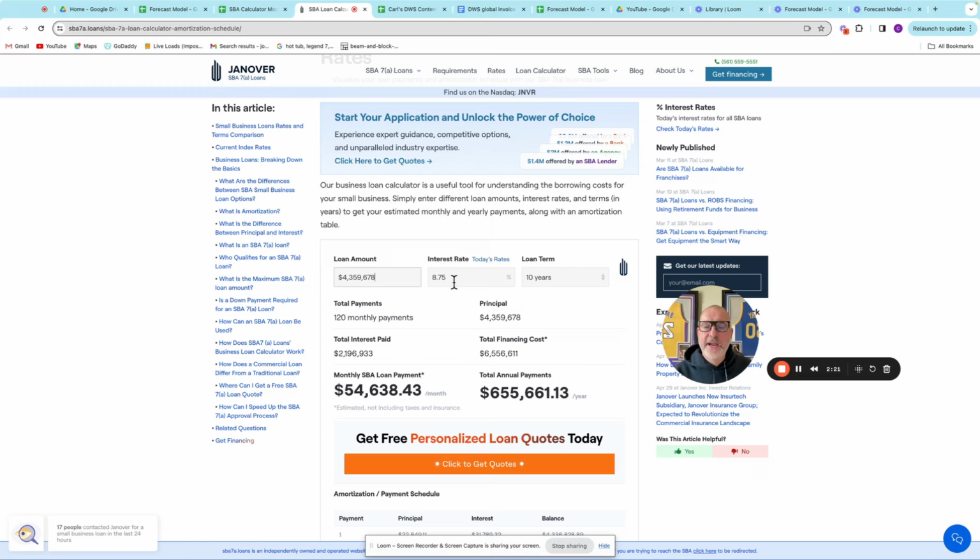Interest rates today are about 8.75%. That's a 13-year term. So that's going to be the monthly cost of the SBA loan, the interest and the principal. So it's going to be $46,883 per month. And it's going to have an annual total debt service of just over $562,000, which is really, really good.